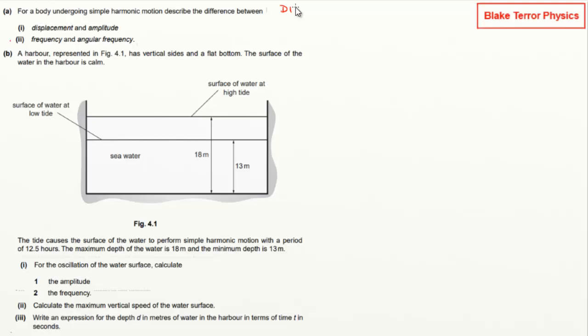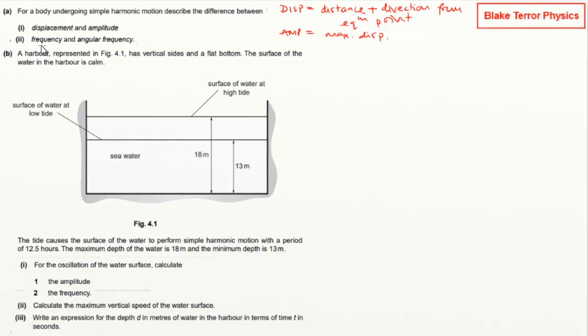So displacement is the distance and direction, because it's not just the distance. So you could say a vector distance, but distance and direction from the equilibrium point. And the amplitude is the maximum displacement.